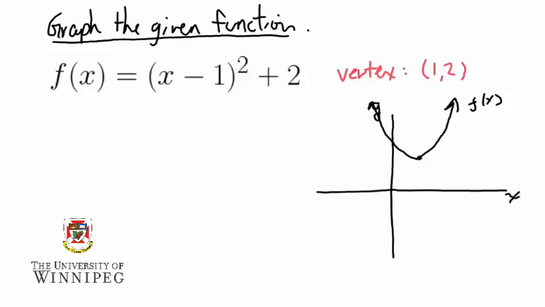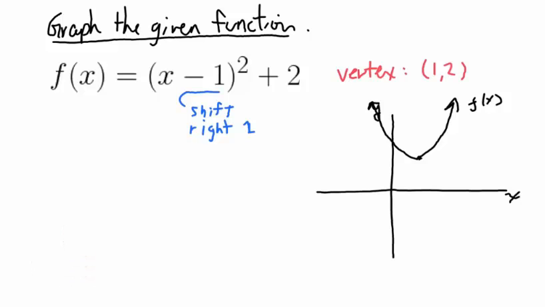So let's take a moment just to think about why this is the case. If we look at (x - 1)², we know that this type of transformation is a shift to the right by 1 unit. Similarly, this plus 2 that we have at the very end is a shift up in the y direction 2 units.